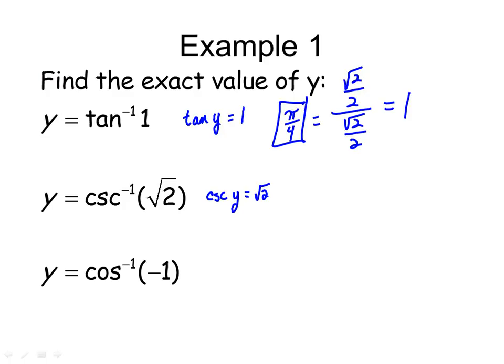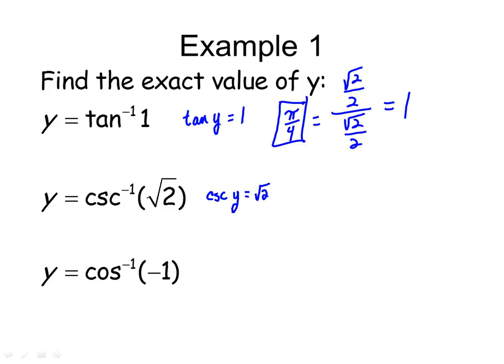Everything's right. What is cosecant? 1 over sine, r over y, however you want to look at it. Cosecant is going to be 1 over sine, r over y, whatever you want to do. But which angle in quadrant 1 is the only one that has the square root of 2 in it? Pi over 4. Do you see what I'm doing?